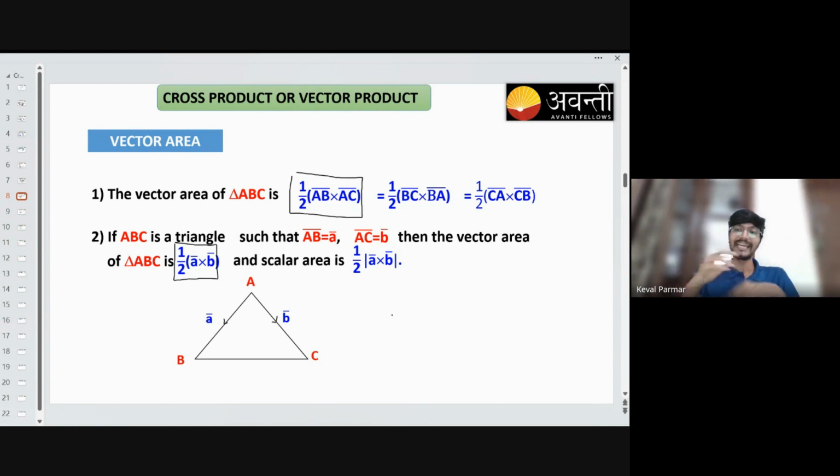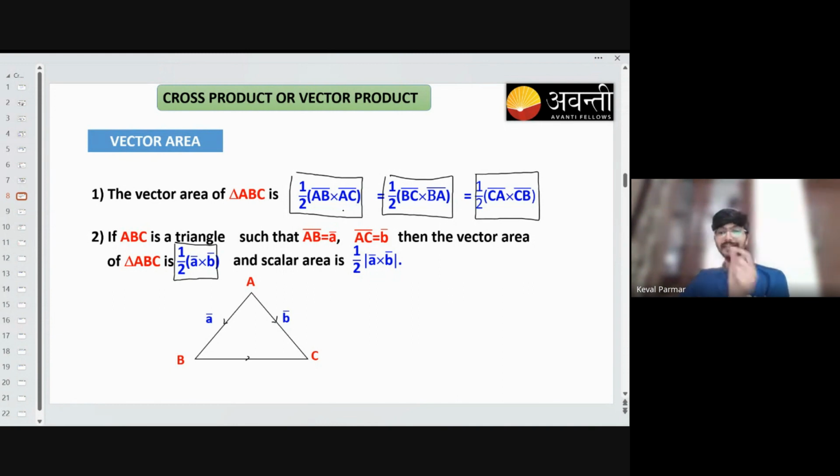This is not limited to only AB and AC. Actually, we can take any two sides. Here, I have taken AB and AC. I can also take AB and BC. You can see here, I can also take AC and BC. So vector area is basically given by half into AB cross AC.